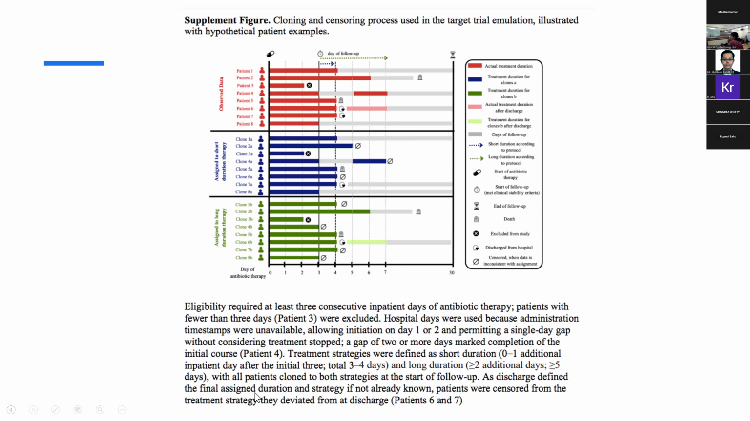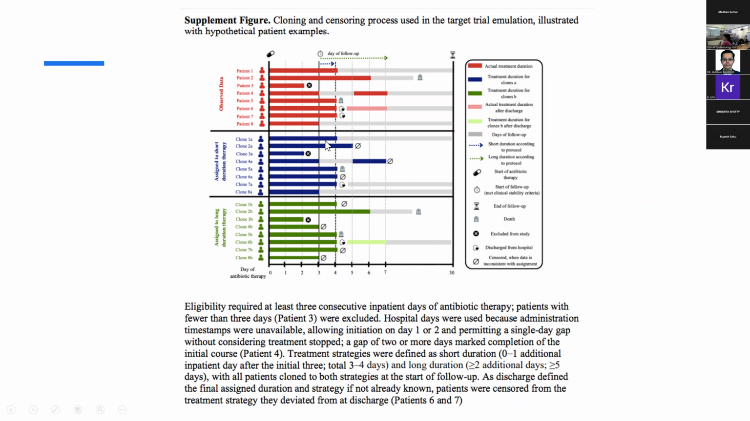Okay. So this is the cloning picture that they have shown in this study. Just to understand this, see, patient 1 has clones 1A and 1B. Patient 2 has 2A, 2B. So this is short course, this is long course. Patient 3 has 3A, 3B. Patient 4 has 4A, 4B, and so on. So look at this. Censoring is this one, this symbol.